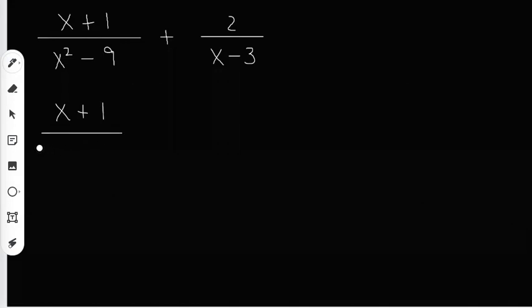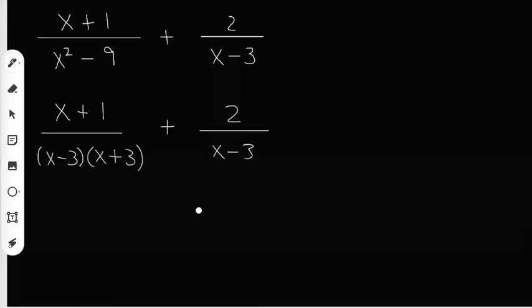And I can factor that as x minus 3 and x plus 3. And I'm taking the square roots of x squared and 9 in order to do that. Next, I bring down my plus sign, and I'm going to keep the second fraction the same. I'm going to have a 2 in the top of the fraction, and I'm going to have an x minus 3 at the bottom of the fraction.